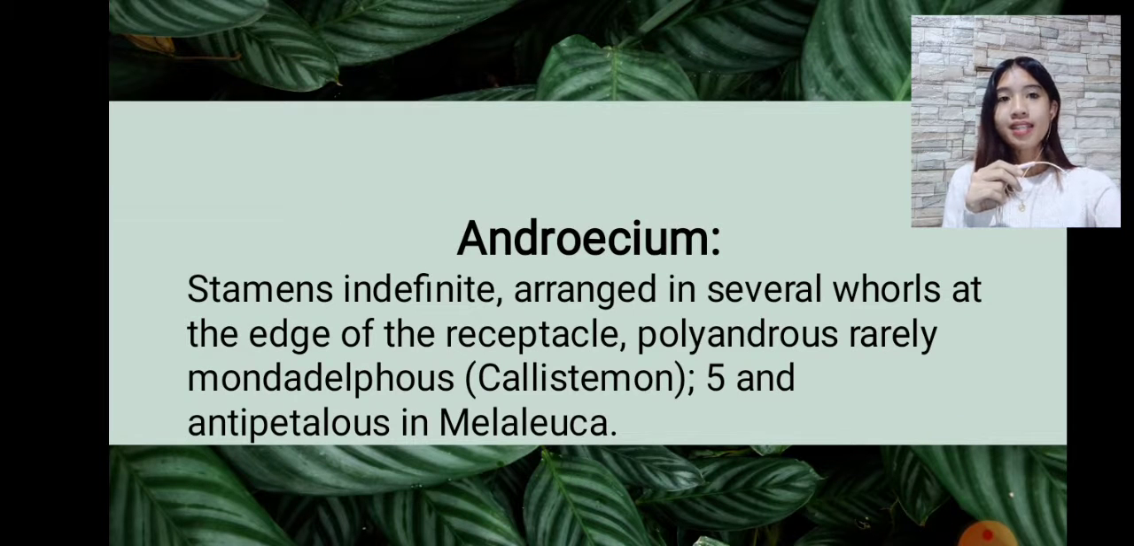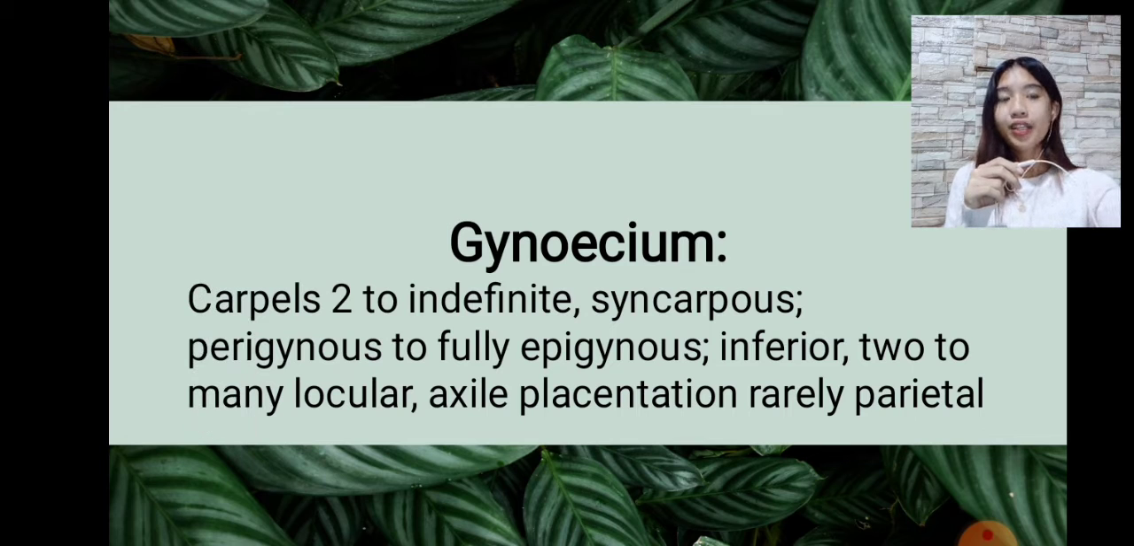Androecium, the stamens are indefinite, arranged in several whorls at the edge of the receptacle. Polyandrous, rarely monadelphous, 5 and antipetalous in Melaleuca. Gynoecium, the carpels 2 to indefinite.